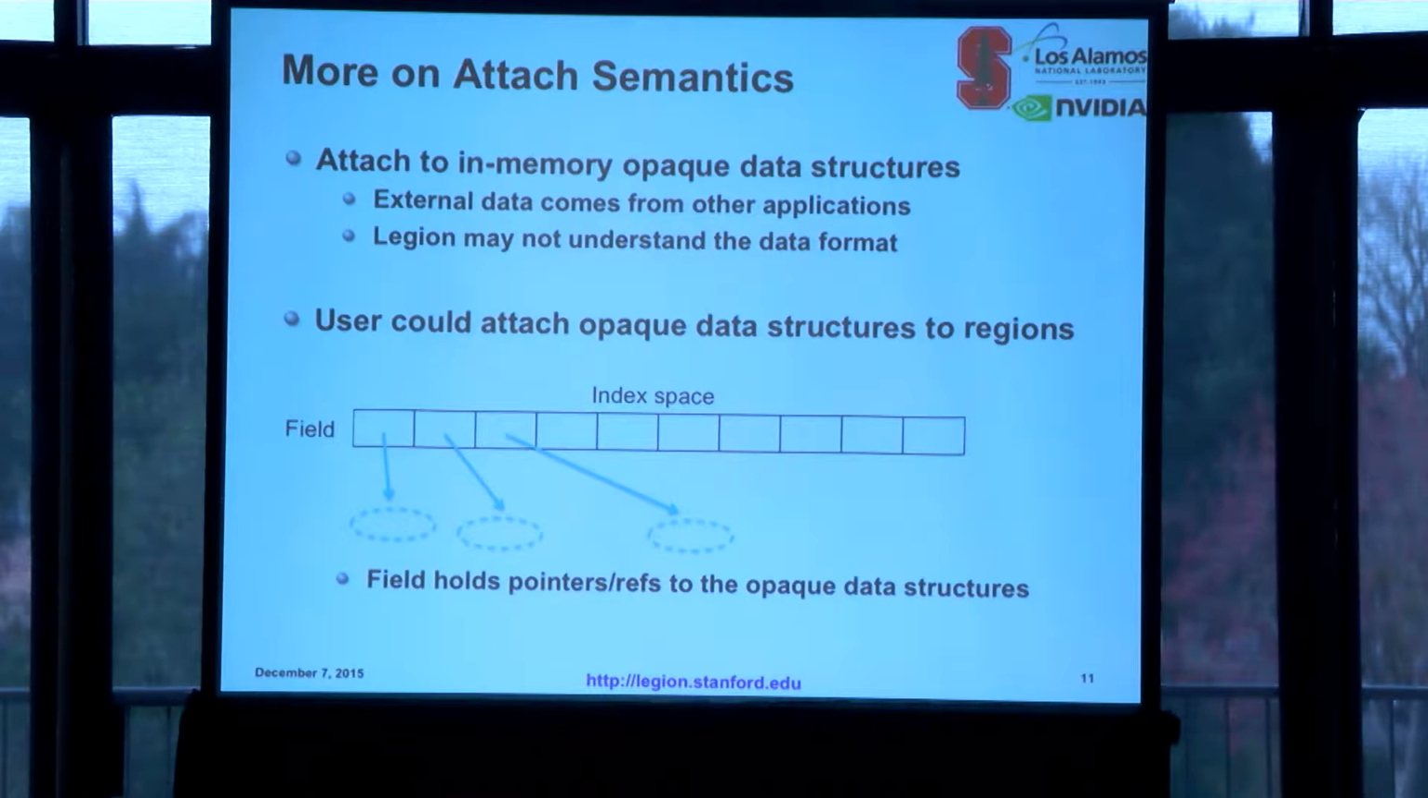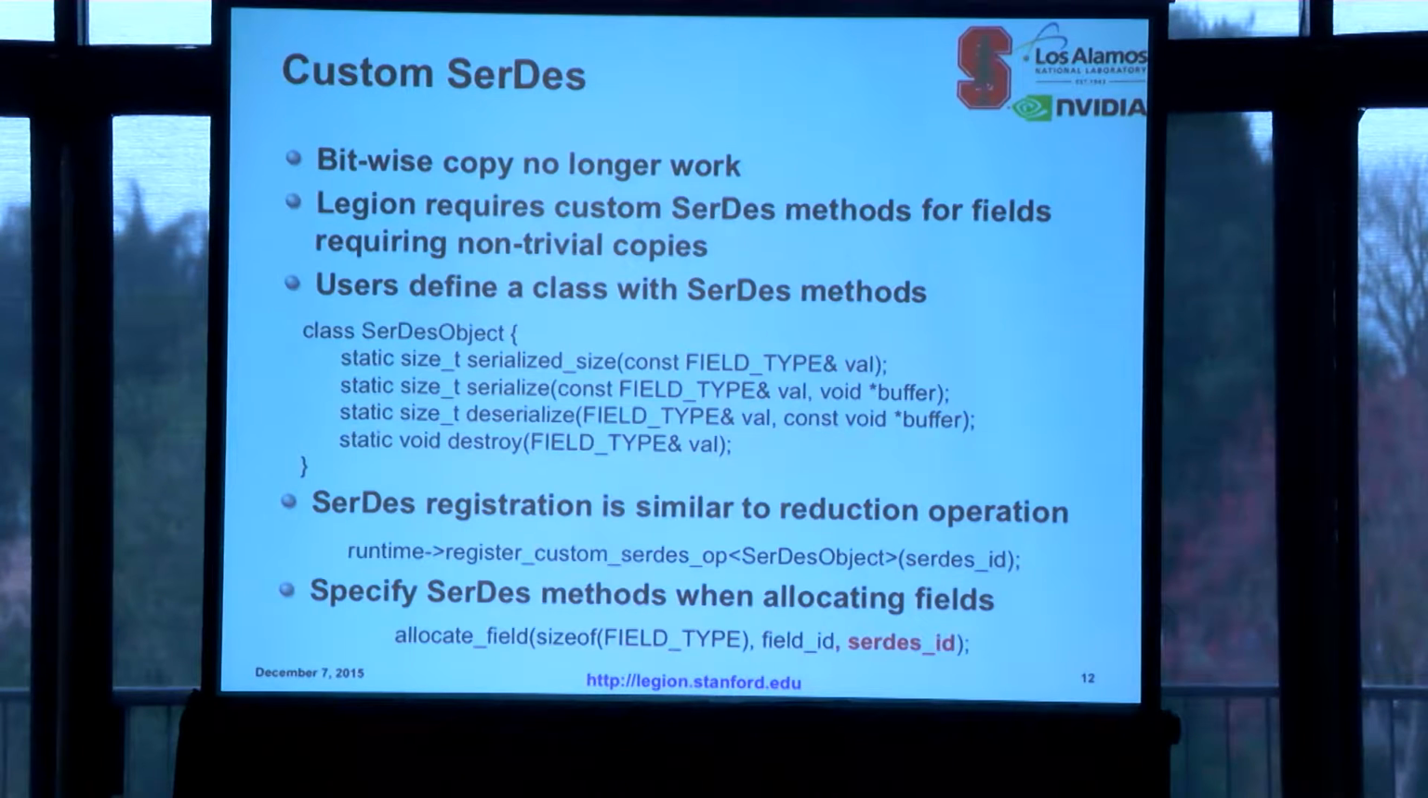But one problem with opaque data structures is that bitwise copy doesn't work in this case. For example, if the fields are actually pointers to the opaque data structures, the Legion runtime cannot just copy the pointers. So it needs some serialization and deserialization mechanisms for that. Legion requires custom serialization and deserialization methods for fields that require non-trivial copies.